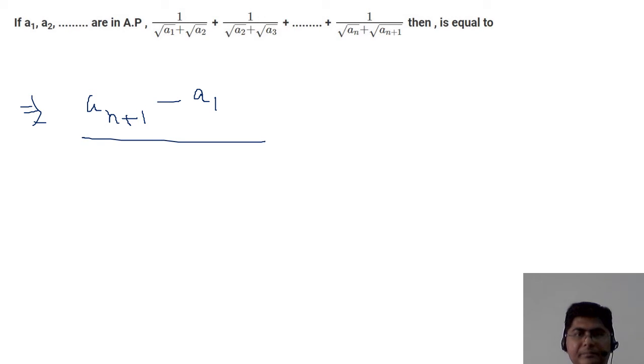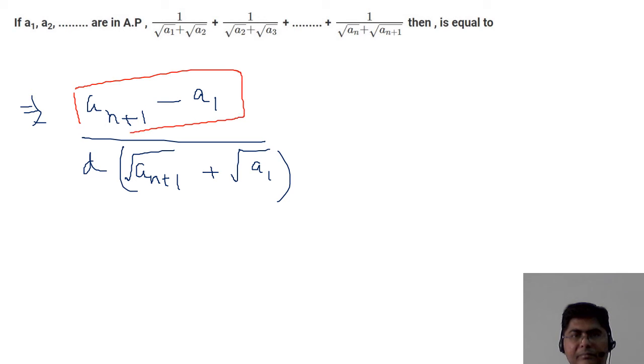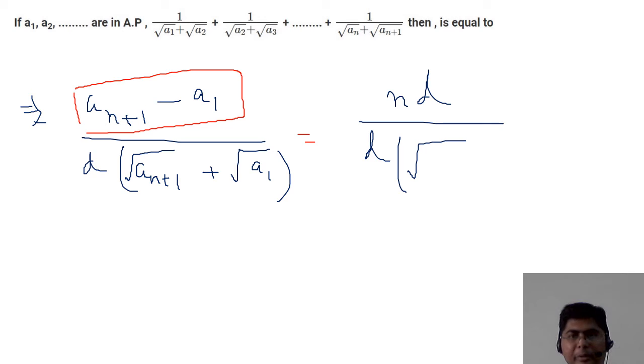So after calculations, what we have got here is a n plus 1 minus a1 divided by d, and the denominator root over a n plus 1 plus root over a1. Now look at these relations. Is it known to us? We have derived. What is this? As you can see in the earlier part of this solution, we derived a n plus 1 minus a1 is equal to n d, and this is d, and the denominator will be root over a n plus 1 plus root over a1.